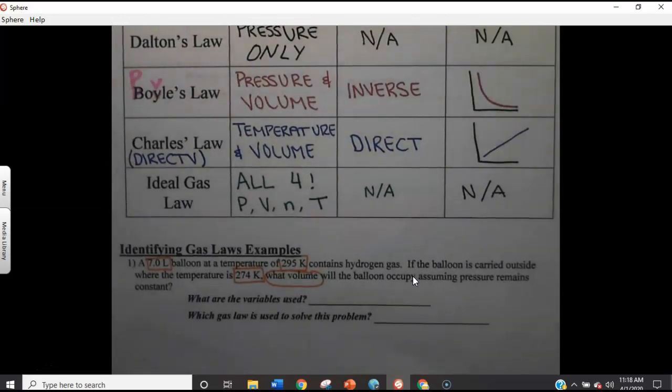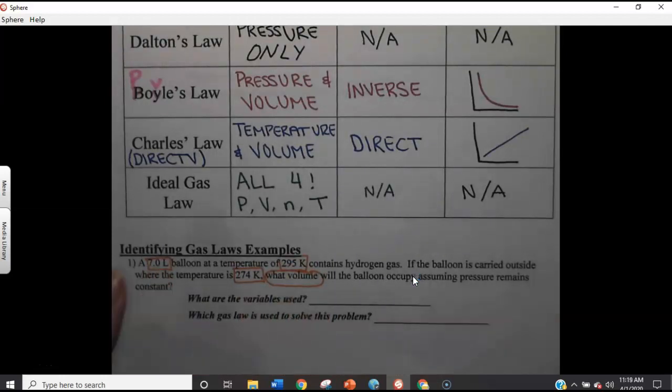You'll see I've got my table that I filled out, and then identifying gas law examples. We're not going to have you calculate these today, which is super nice of us, because that's a whole bunch more work, and we know you guys are overwhelmed with stuff right now. But I just want you to be able to say which gas law it is. So you'll see that I've already boxed and circled mine. I boxed in all of the numbers and units I saw, and I circled the question. They're asking me what volume.